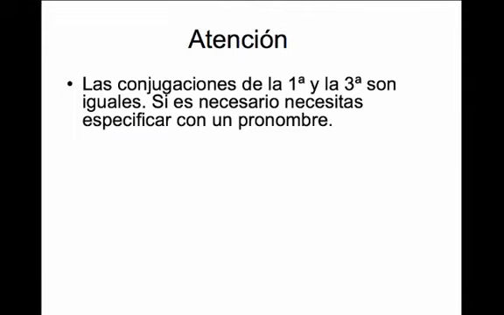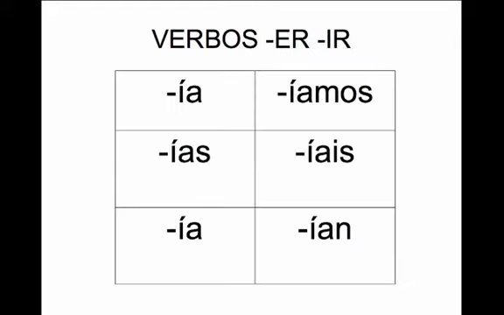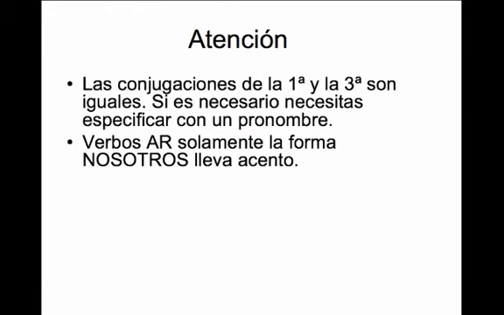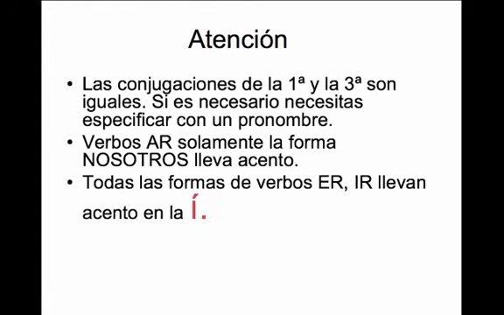Now, careful, atención. The conjugations in the first and third forms are equal. So if it's necessary, you might need to specify with a pronoun. So if we go back and you notice that the yo form and the usted, él, ella form both end in ía, you might need to distinguish between the two by including yo or él or Lola, and same with AR verbs, aba and aba. So also notice that in the AR, only nosotros carries an accent, ábamos, and all of the forms of ER and IR verbs carry an accent on the I.